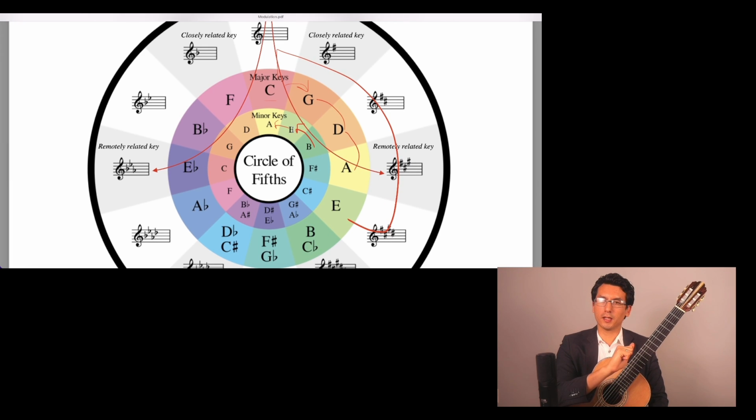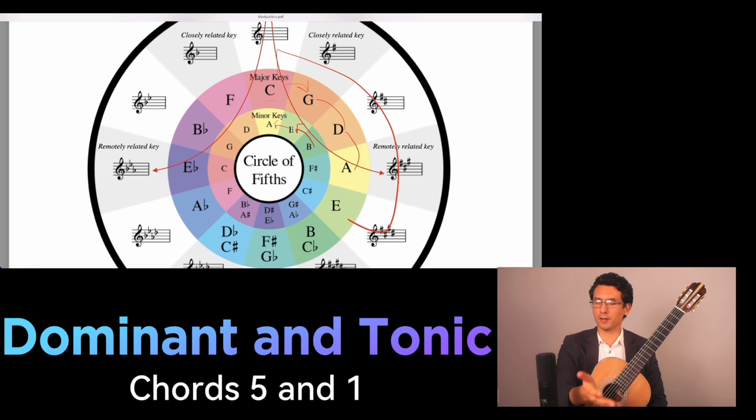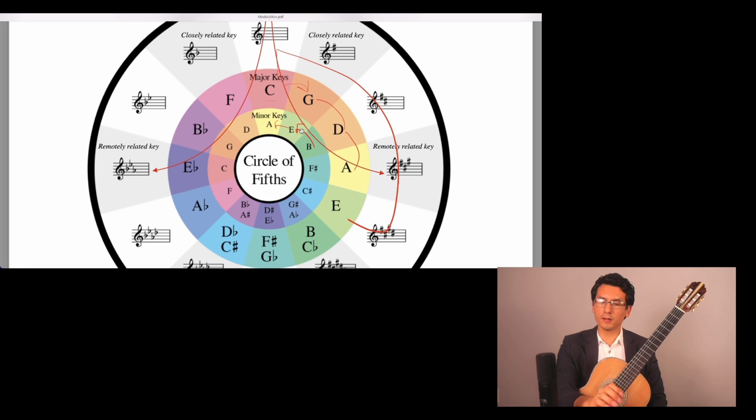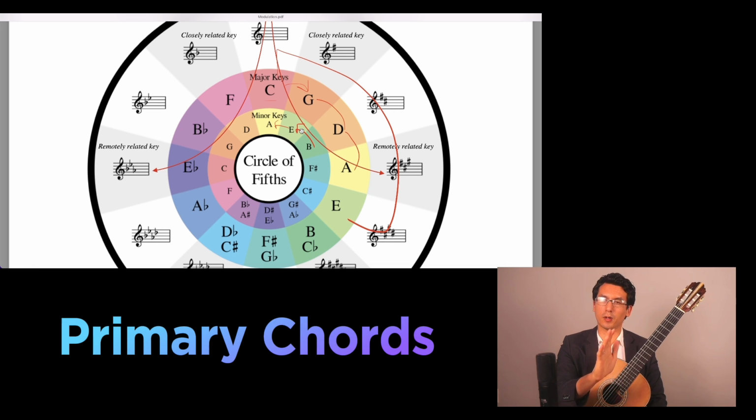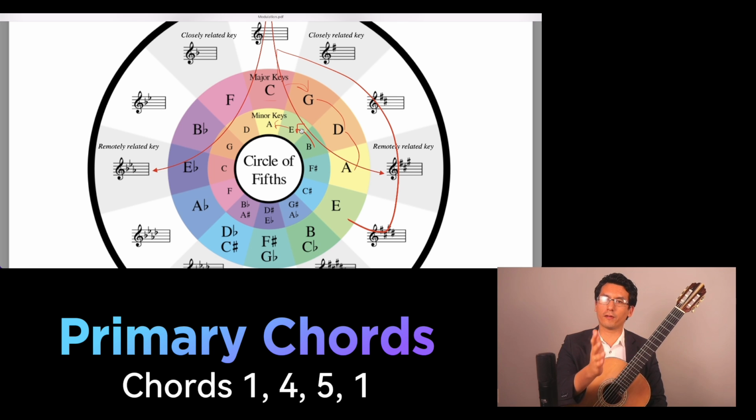So there's one important foundational progression that you need to know. It's very helpful to know dominant and tonic because it's absolutely crucial. It's used in just about any piece of music that you're playing or any song you're playing in some way. The next progression we can learn is the primary chord progression, 1, 4, 5, 1.